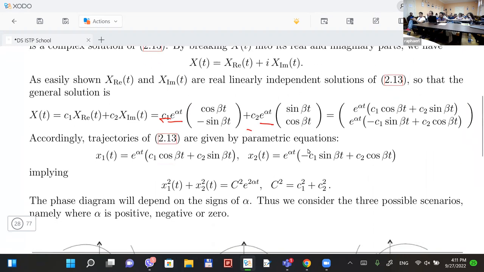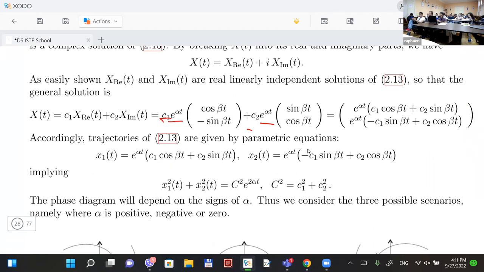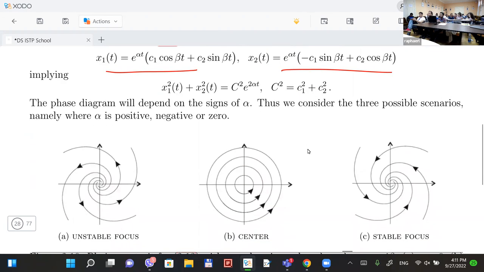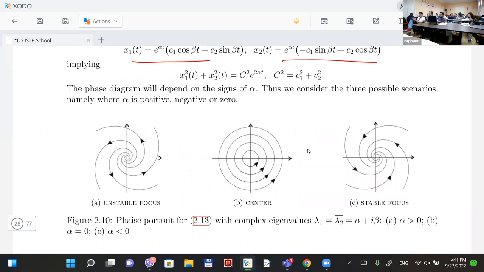And generally, this is very easy to calculate here, because the trajectories are parametric curves. If we calculate x1 squared plus x2 squared, we obtain a constant. So here is the circle. In the canonical form, it is a circle, but for the original system, we will have a transformation because the axes are now different. That is the only transformation. So we have three types of phase portrait, the center corresponding to the real part of the eigenvalue being zero.